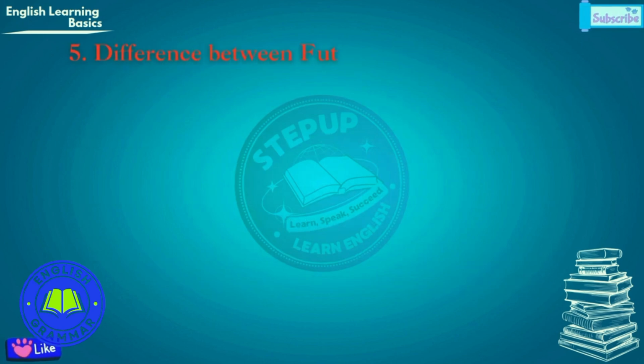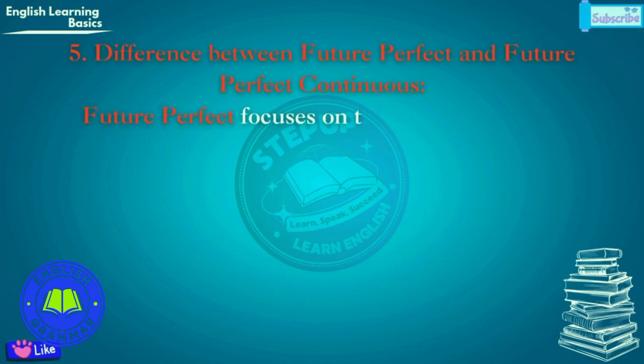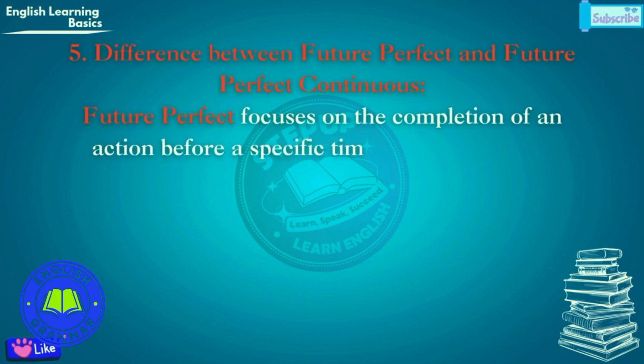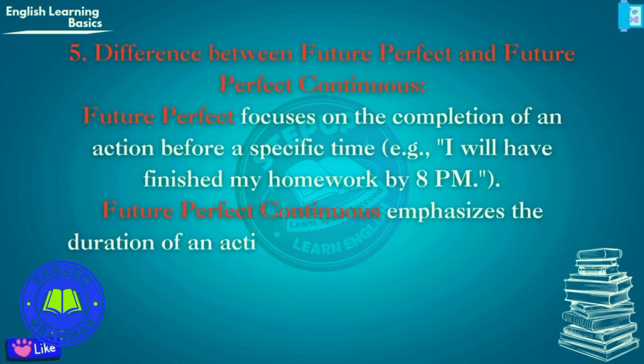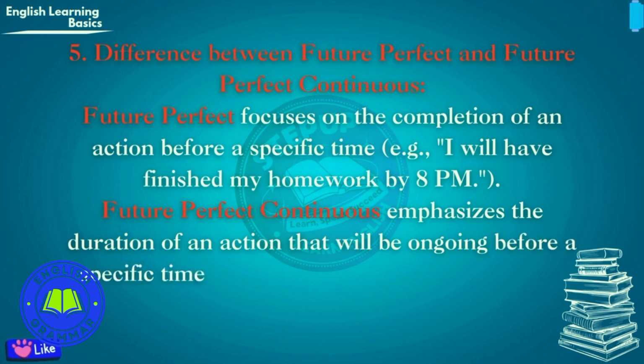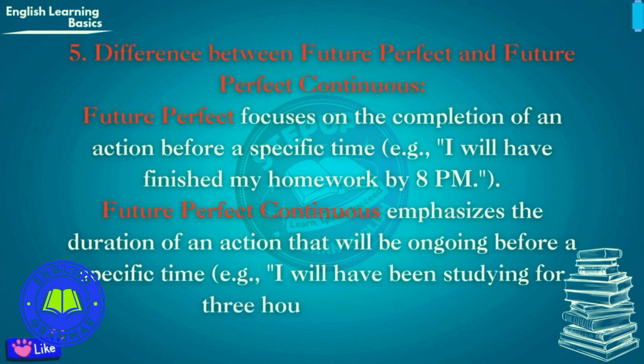5. Difference between future perfect and future perfect continuous. Future perfect focuses on the completion of an action before a specific time. E.g., I will have finished my homework by 8 p.m. Future perfect continuous emphasizes the duration of an action that will be ongoing before a specific time. E.g., I will have been studying for 3 hours by 8 p.m.